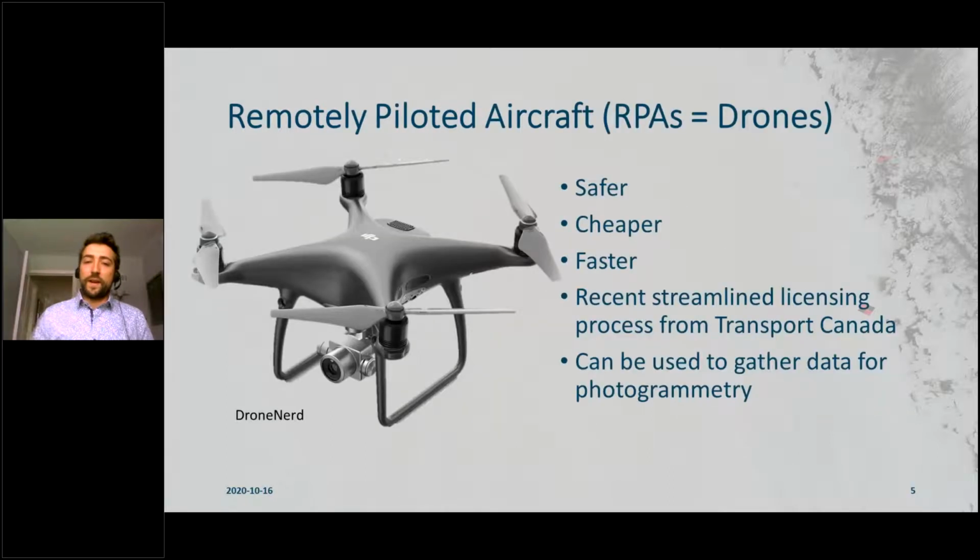So remotely piloted aircraft, or RPAs, or drones as they're most commonly known, have been widely used in topographic surveys, and they've recently become much more accessible to the general public. Transport Canada has recently streamlined the licensure process for drones, and it's quite simple. The drone that we use is a basic consumer grade drone. It collects 4K image stabilized video right out of the box and costs, I think, under $2,000. So it's a lot quicker, it's a lot safer, and like recently the technology has become a lot better.